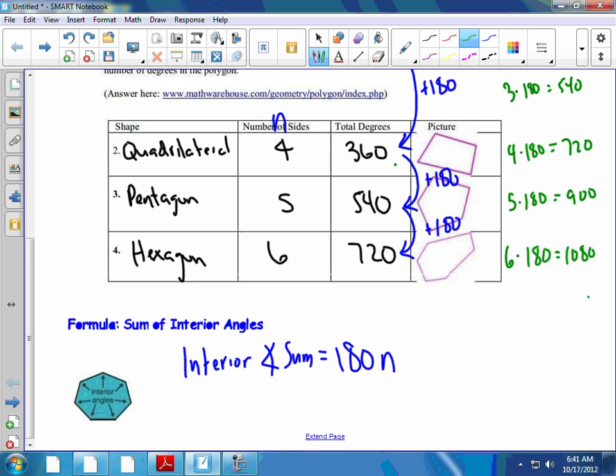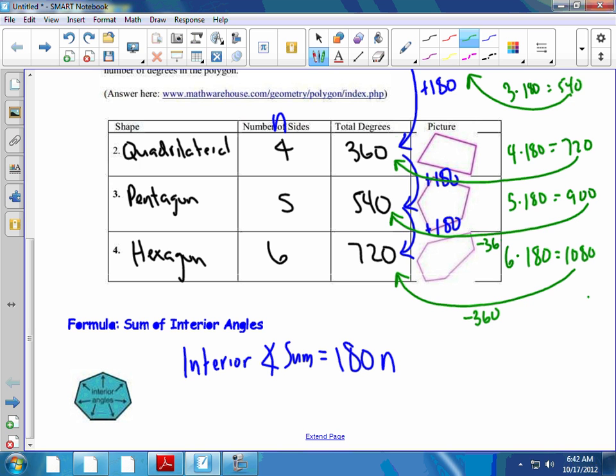Well, you might be saying to yourself, this doesn't work, they don't match. But let's take a look and see if there's a pattern going on between those two. You'll notice that it's a difference of 360 each time. So all we need to do for our formula is make sure that we subtract 360. And now we have the interior angle sum formula: 180n minus 360.